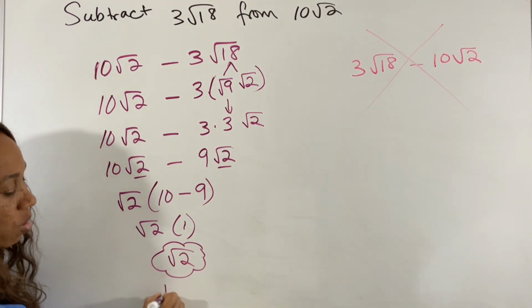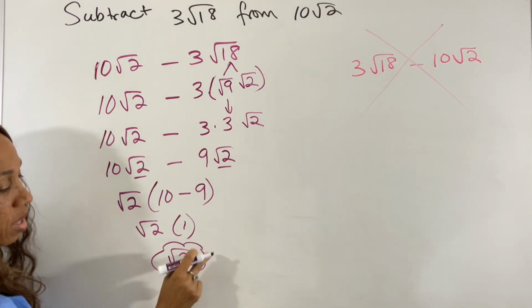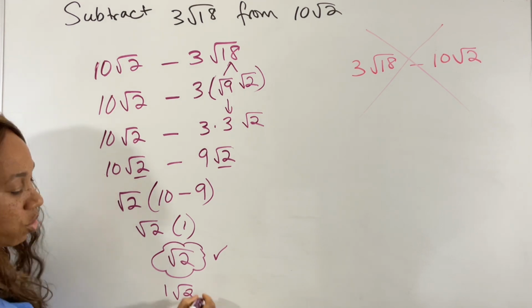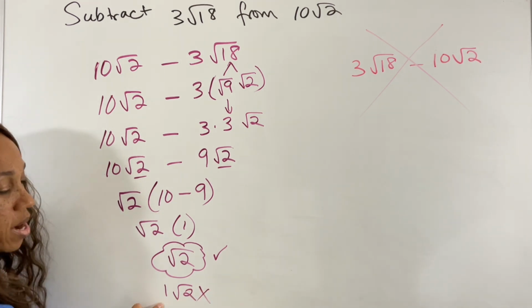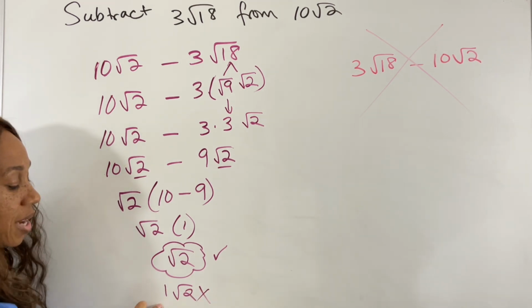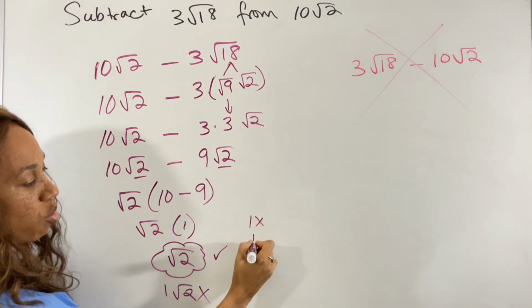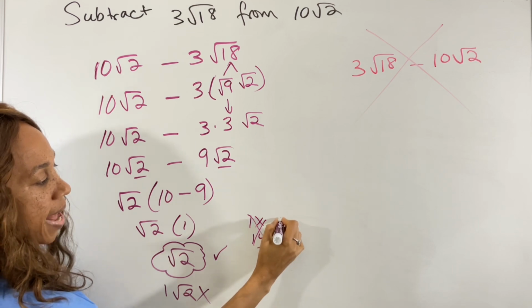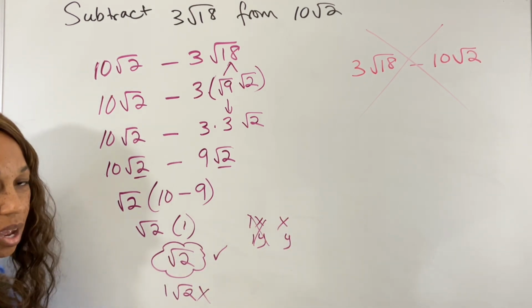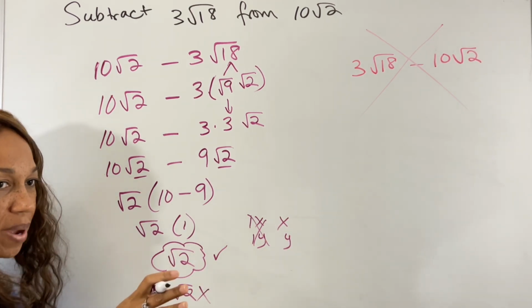Do not write 1 radical 2. This is your final answer. Don't write it this way. The 1 must be invisible, just like when you are writing a variable. You don't write 1x or 1y. No, you simply write x or you simply write y. All right, so just bear that in mind.